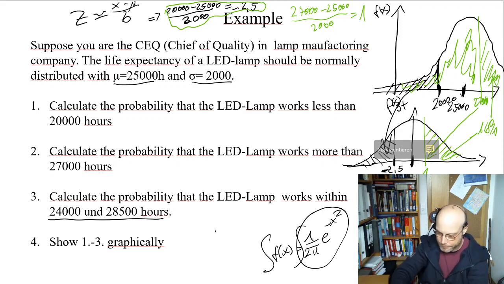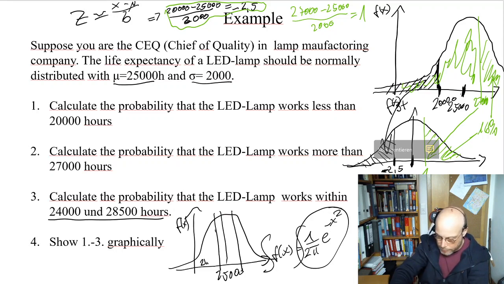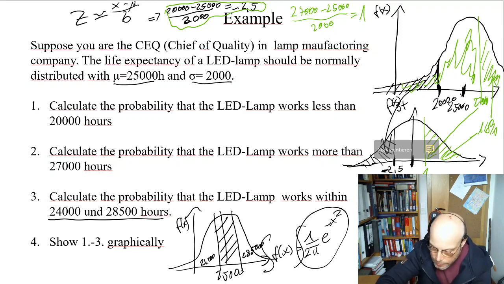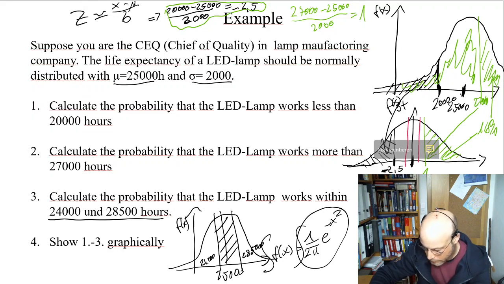Graphically, 25,000. We want to know the area between 24,000 and 28,500. What we want to know is the area in between here, or translated again. Let's take another color. Oh, it's more than 27,000, though, it should be somewhere here.